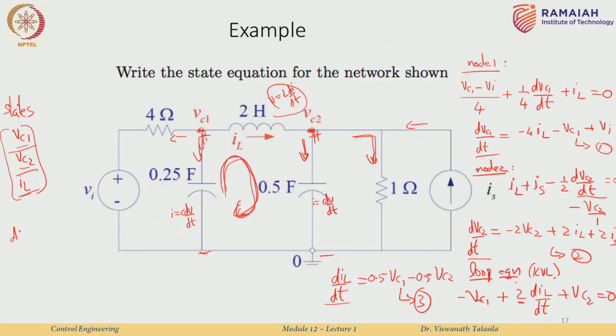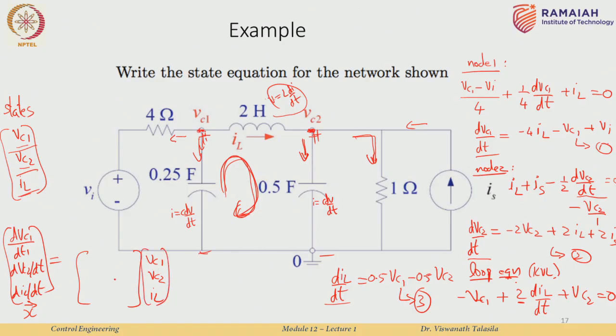So, when I put all of this together, we get dVc1 by dt, dVc2 by dt and dIL by dt, okay. So, this is the state vector x dot, okay. This will be related by the A matrix times the states itself. So, Vc1, Vc2 and IL, and now this relationship is basically the ones which we have derived over here, okay.